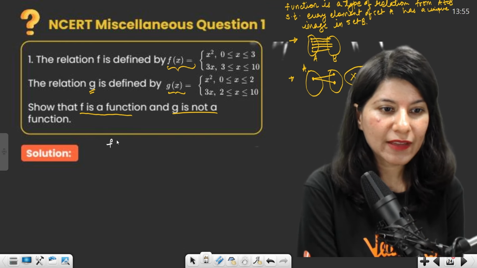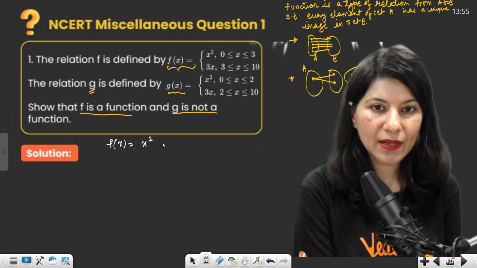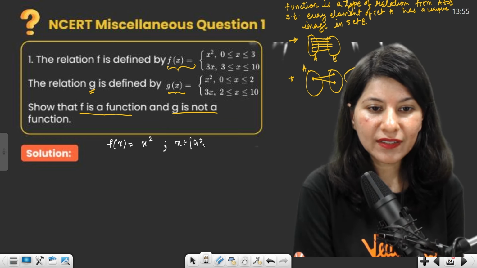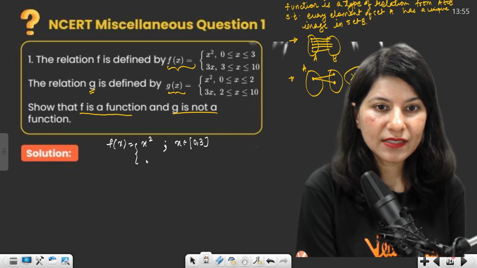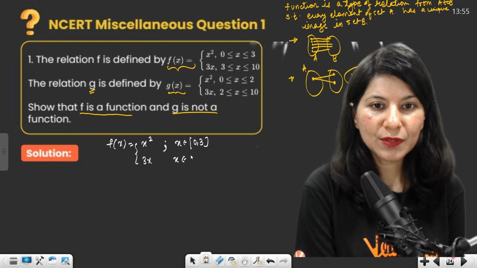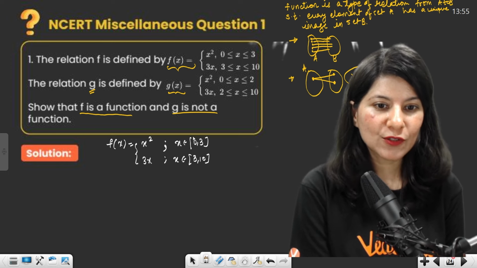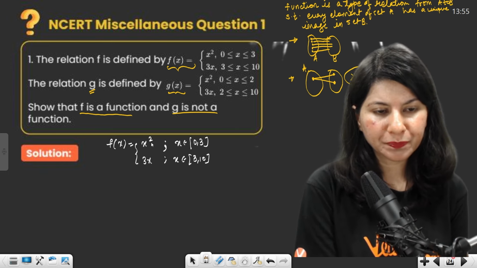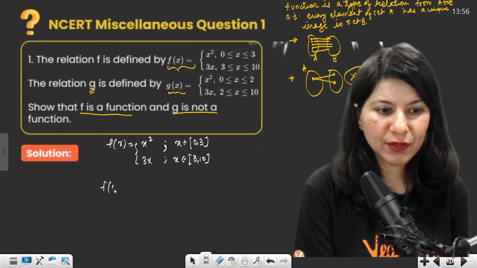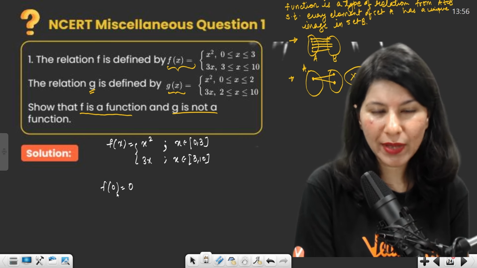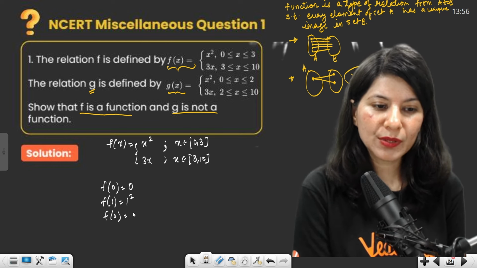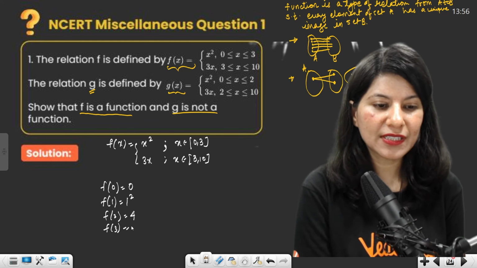Now that we have understood the condition, let us understand if f is a function. For f(x) equals x square, when x belongs to 0 to 3, and it is 3x when x belongs to 3 to 10. Clearly, if I put 0, f(0) is going to be 0 square, f(1) is 1 square, f(2) is 2 square, that is 4, f(3) is 9.